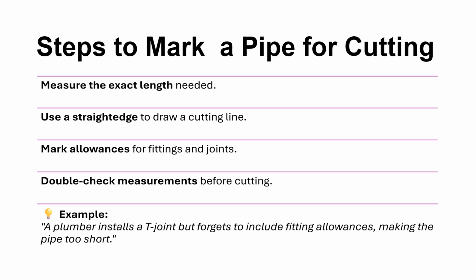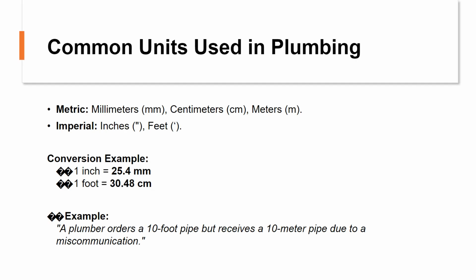Marking isn't a formality. It's the first real act of precision. The better your mark, the better your cut. The better your cut, the better your system. If you get the units wrong, you'll get the job wrong. And in plumbing, there's no room for guessing when it comes to measurements.